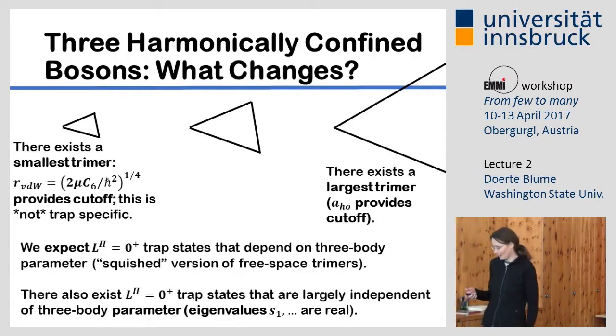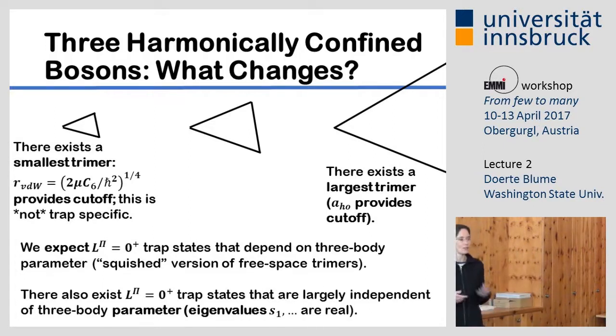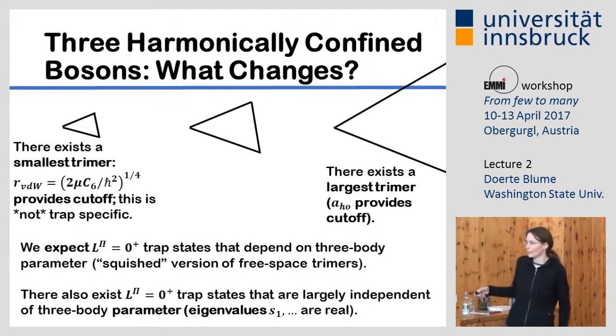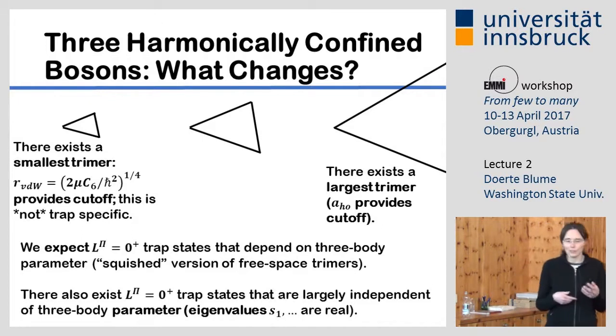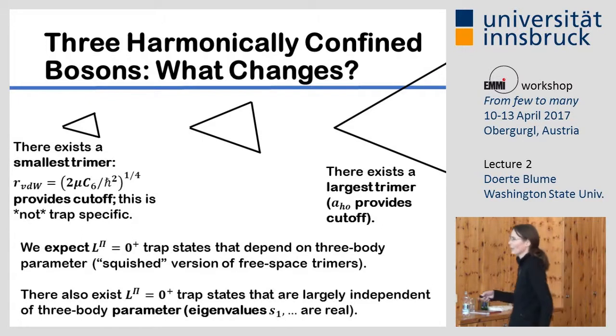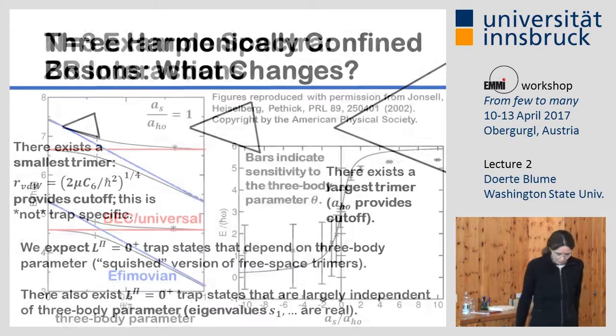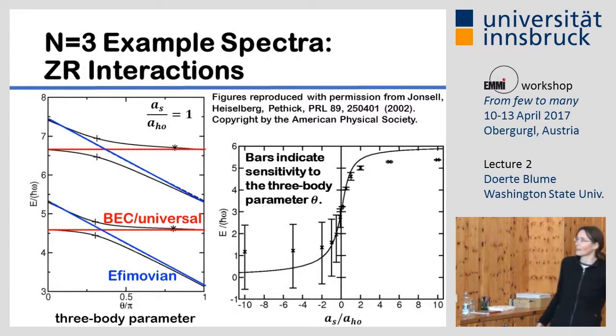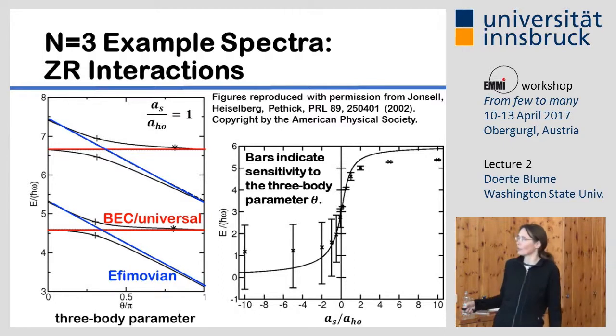And then we also expect to have states that live in the trap that are largely independent of the three-body parameter. And that has to do with the fact that we also have these hyperangular eigenvalues that are not imaginary, but have real eigenvalues and do not give rise to an infinite number of bound states. And so if we look at this in a little bit more detail, that's exactly what was found. The first study on this that I know about was by Pathak and co-workers.